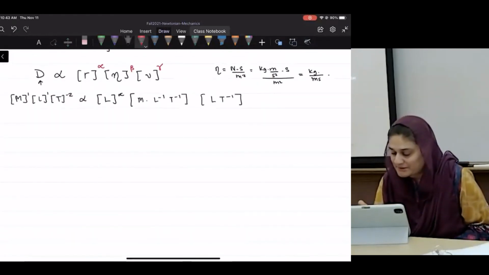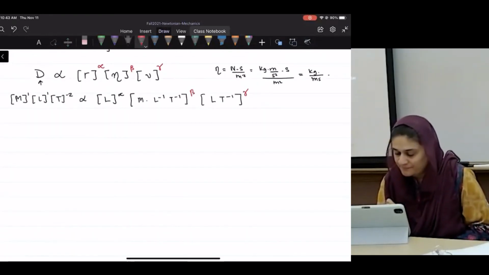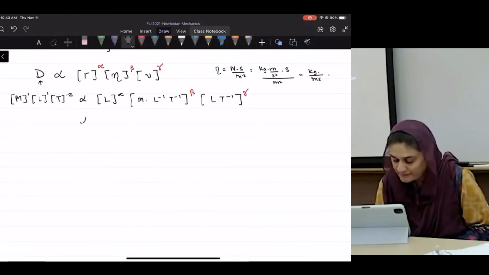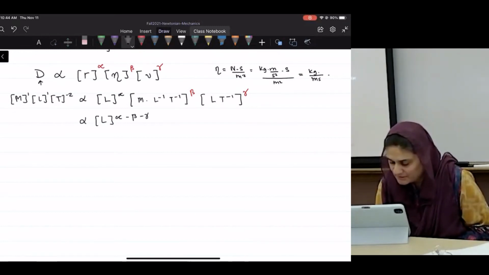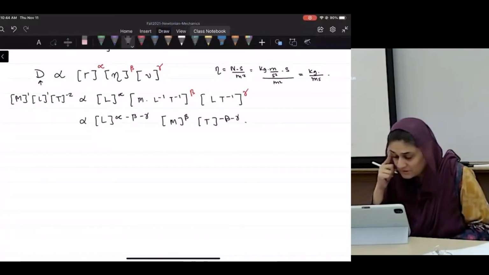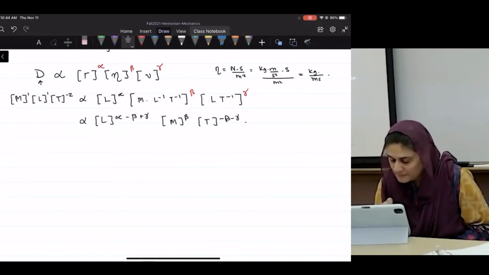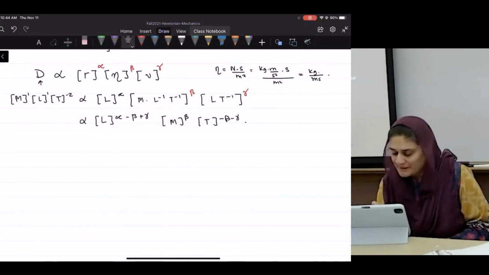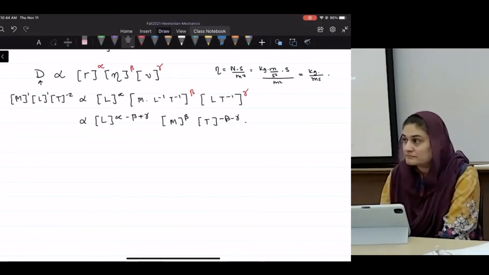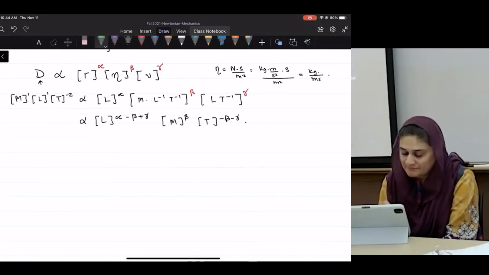And then I have to put betas and gammas. So beta and gamma. So I will be left with L to the alpha minus beta plus gamma, M to the beta, and T. Please make sure I don't make mistakes. Should be plus gamma for L. Oh, yeah. We did that right? Good. Equating powers, what do we get?